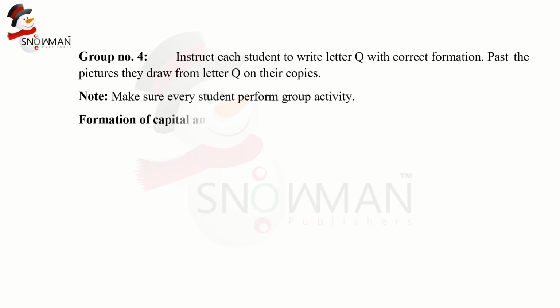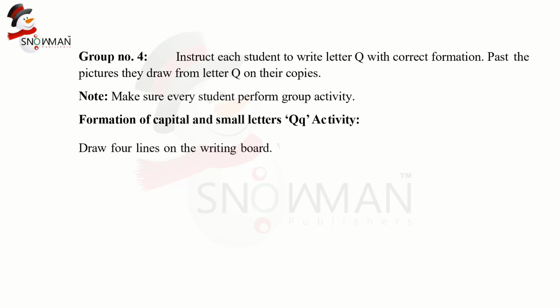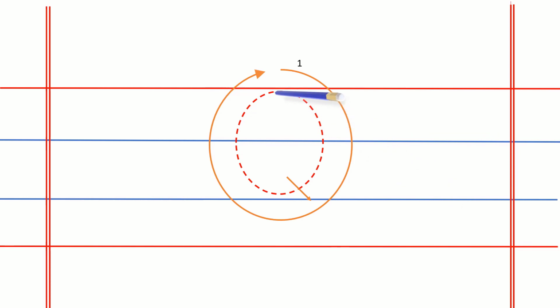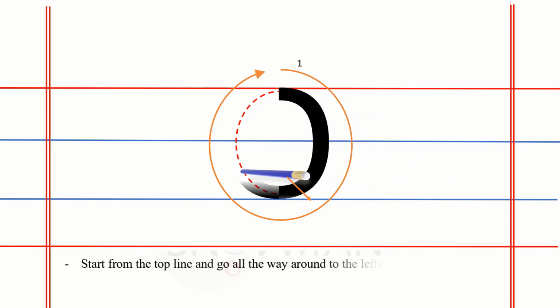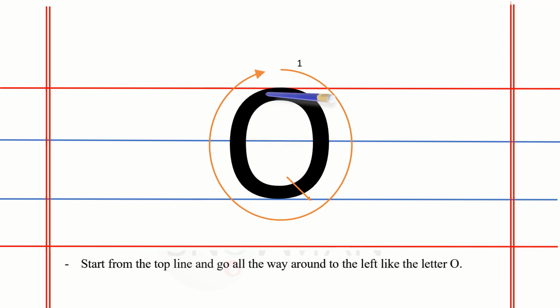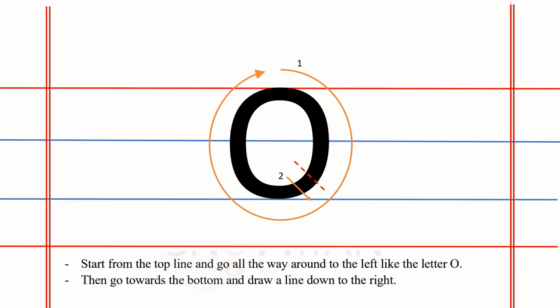Formation of capital and small letters Q activity. Draw 4 lines on the writing board. Write capital letter Q on the first 3 lines and give instructions. Start from the top line and go all the way around to the left like the letter O. Then go towards the bottom and draw a line down to the right.